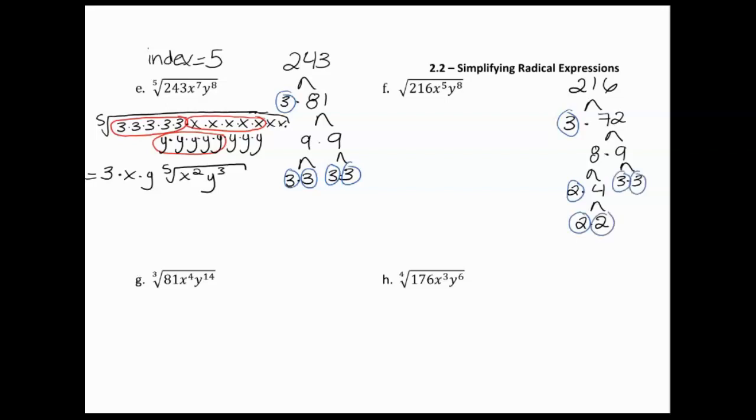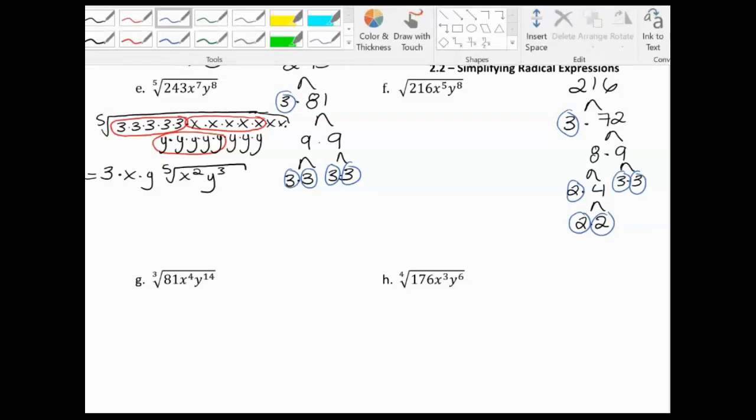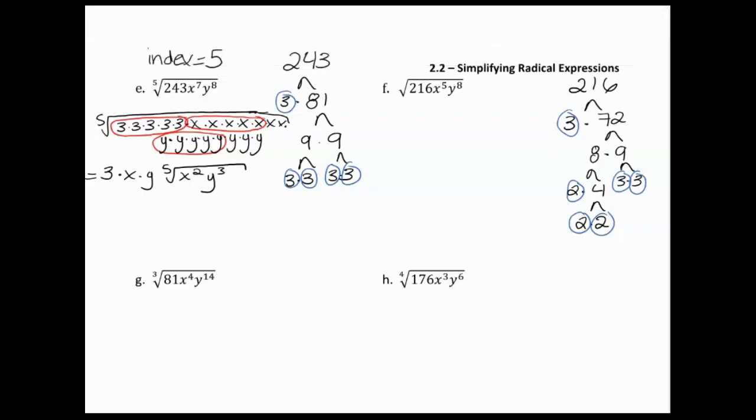All right. Now let's take a look at our index, which is the one that's going to tell us what groups we need to make. So my index, it's a 2.